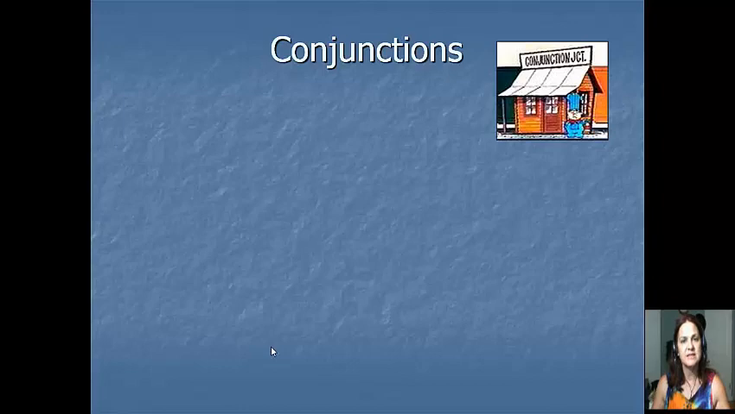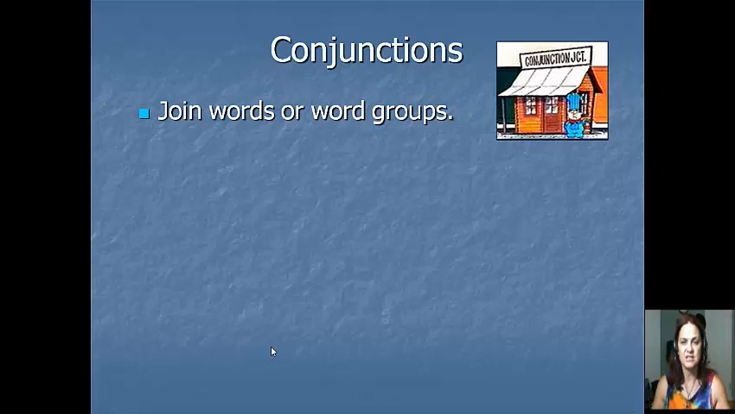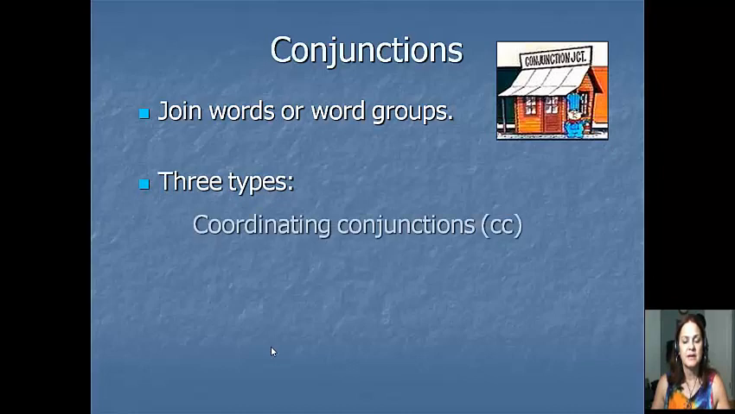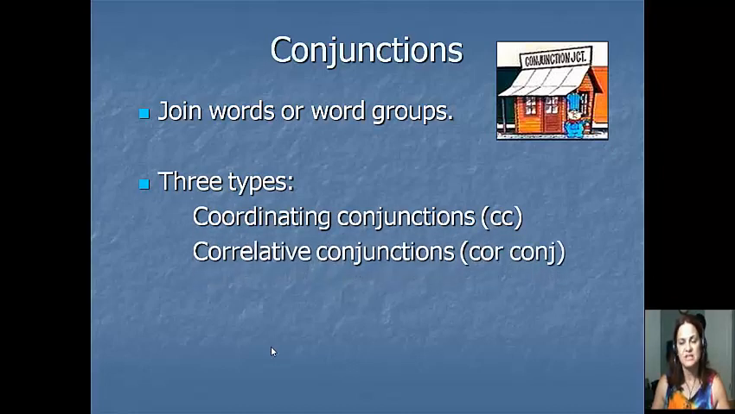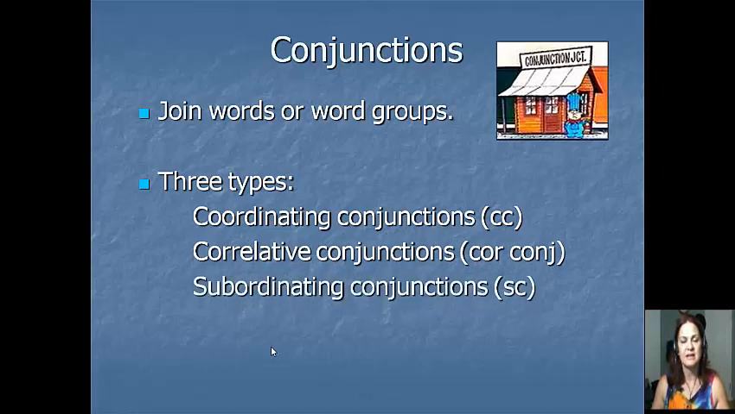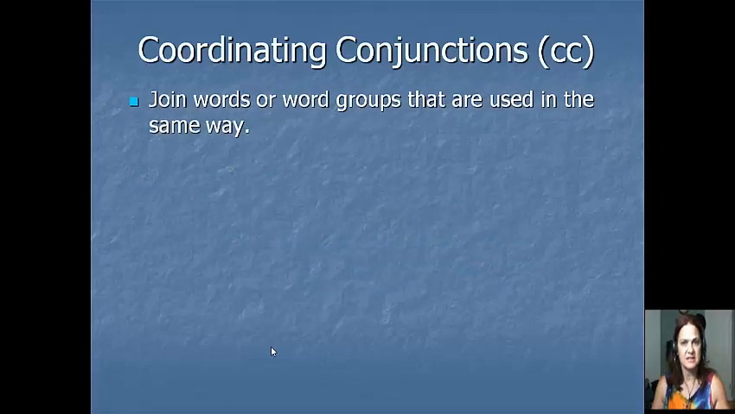Okay, moving on to conjunctions. Conjunctions join words or word groups, and there's three kinds of conjunctions that we're going to review because you've been introduced to these before, but let's look at them in review. The first type is a coordinating conjunction, and we have our abbreviations for our DGPs, so please note that. Our second type is correlative conjunction, and our third type is subordinating conjunction. So let's look at each of these three.